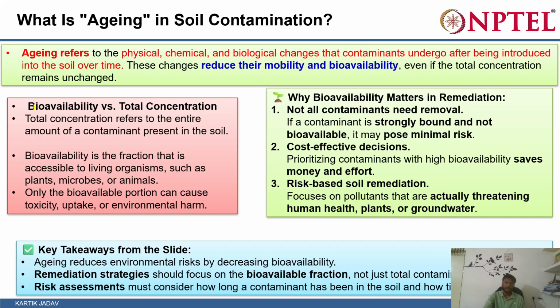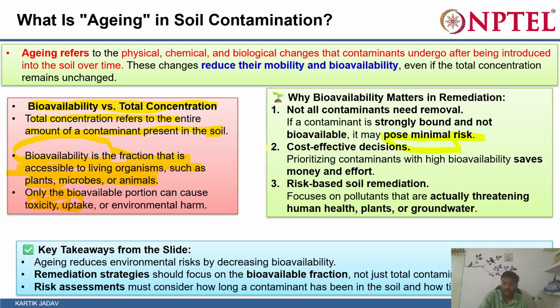So let's understand bioavailability and total concentration. Total concentration refers to the entire amount of contaminant present in the soil, whereas bioavailability is the fraction of that which is accessible to living organisms such as plants, microbes, and animals. Generally this bioavailable material, or bioavailable soil contaminant, is harmful and toxic in nature for plants. That's why we generally consider bioavailability during the remediation process. We know that not all contaminants need to be removed, and if a contaminant is strongly bound and not bioavailable, it may pose minimal risk.